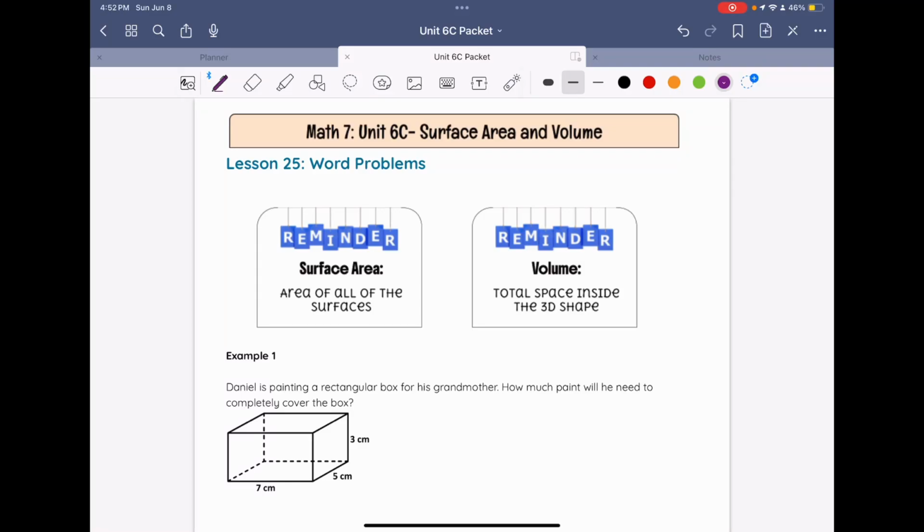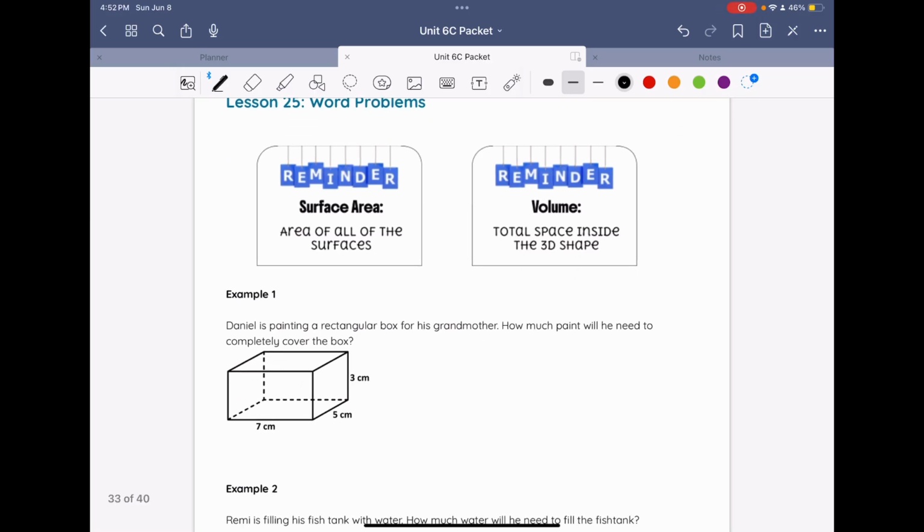All right, we're on lesson 25, which is on word problems. So the first thing we're going to do is take a little reminder and remind ourselves what surface area and volume are. So surface area has to do with the area of all of the surfaces. So that's from when we are finding the area of every side and then adding everything together. That's always in square units.